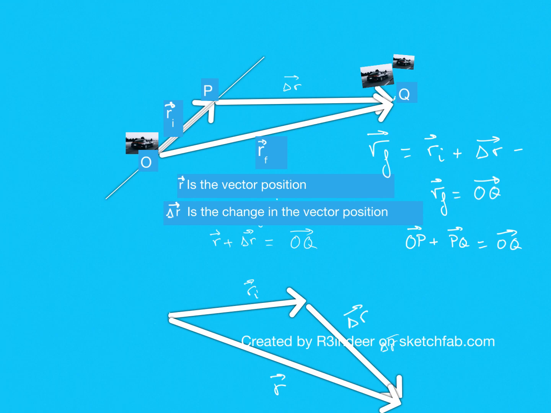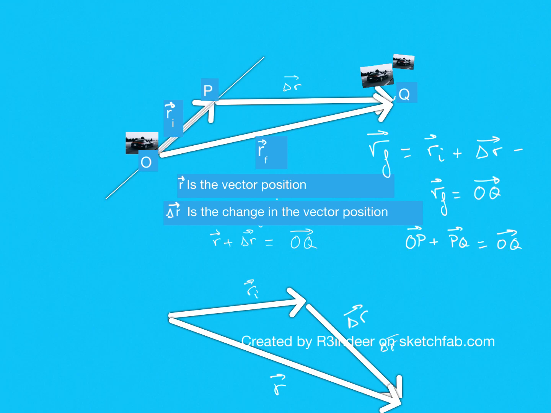Based on how we have defined how to sum vectors, there is a rule named the parallelogram rule. The first vector goes from O to P. The second vector goes from P to Q. And the sum goes from O to Q.